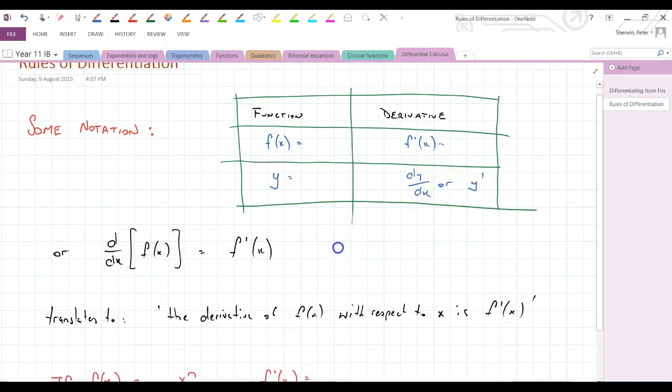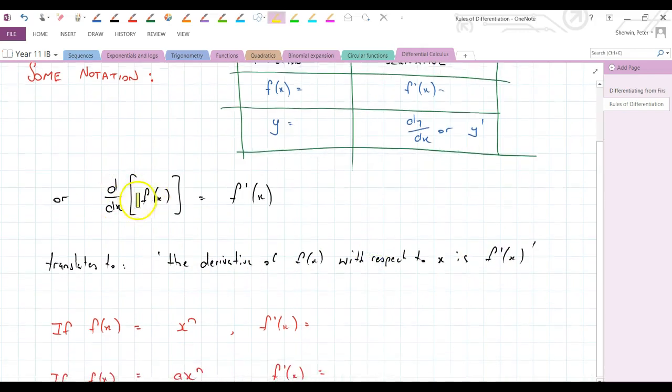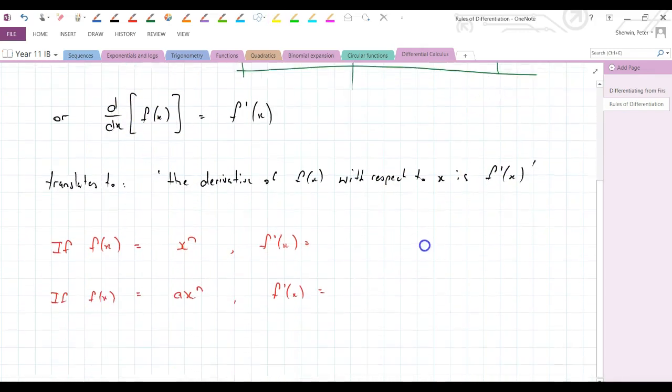Okay, and just underneath here, sometimes you might see this. As I've translated underneath, this says the derivative of this function with respect to x, which is important. So this little x here, that variable, has to match that one, otherwise you're in trouble. So the derivative of this function with respect to x equals f dash x. That's the translation, f dash x. If you see this, what you need to do is just derive this thing that's in the brackets.